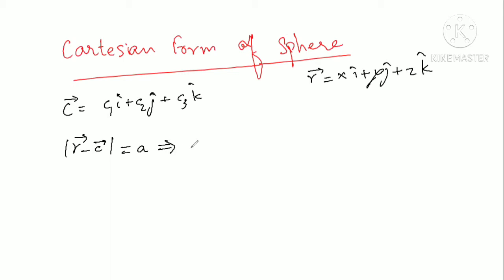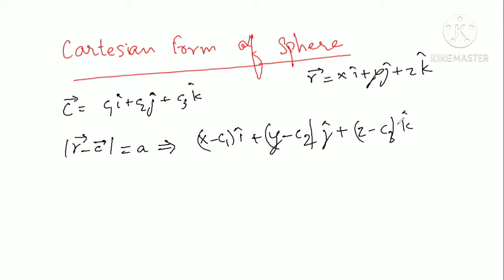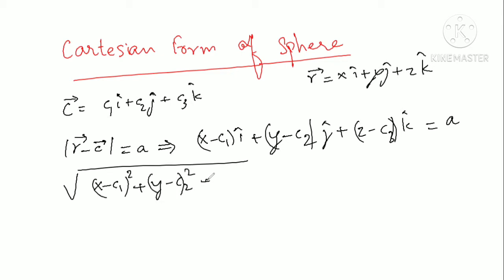in the previous explanation. So R minus C can be written as (x minus C1) i cap plus (y minus C2) j cap plus (z minus C3) k cap, and its magnitude is equal to a. To find the modulus of this vector, I will apply the formula: square root of (x minus C1) square plus (y minus C2) square plus (z minus C3) square is equal to a.